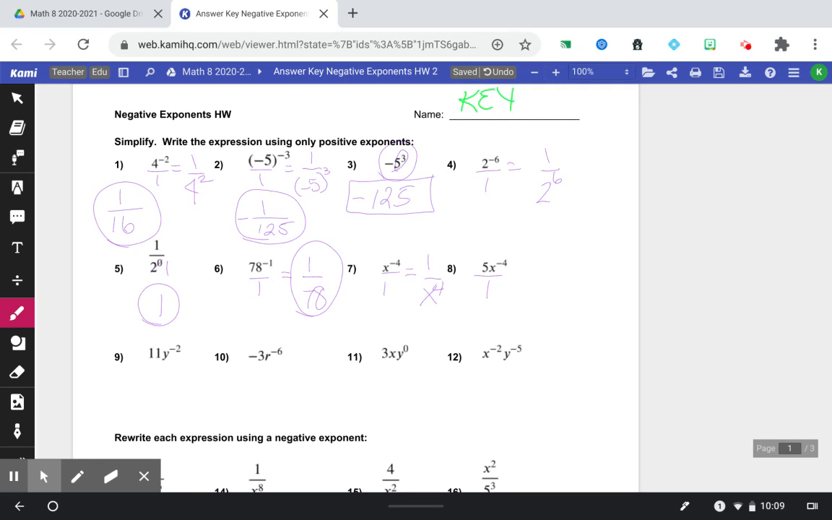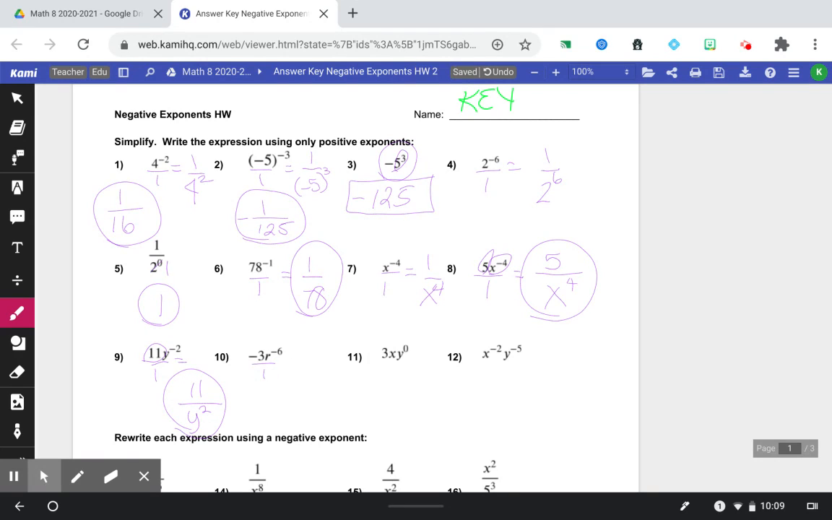Number 8. Okay, remember, look at each part when you're deciding to keep or flip. 5 has a positive exponent of 1, so we're going to keep it. X to the negative 4th, that's got the negative exponent, so we're going to flip it. There's your answer. Okay, number 9, same thing. Look at each part. 11 has a positive exponent, so leave it alone. Y has the negative exponent, so flip it, and it becomes positive.